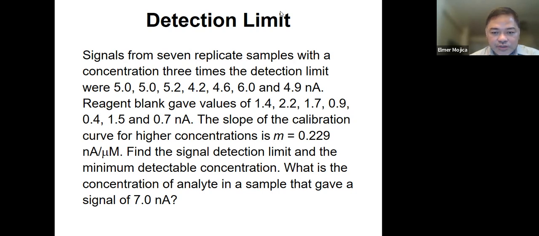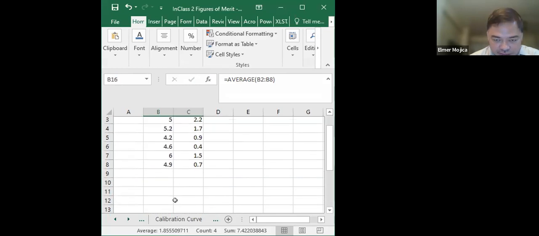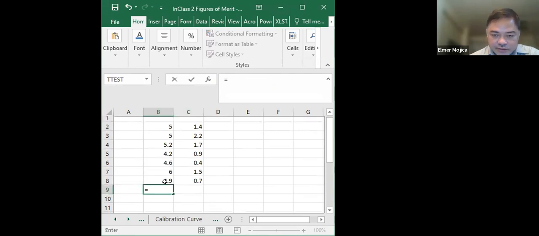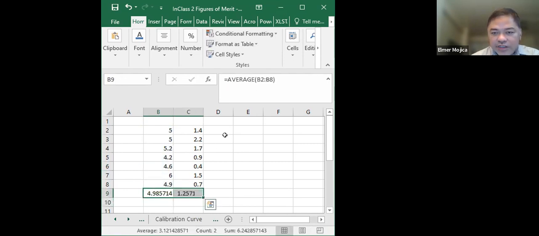Okay, so I would say input all the data that you have. And then from those data, you can get what we call the average. So you have the sample.